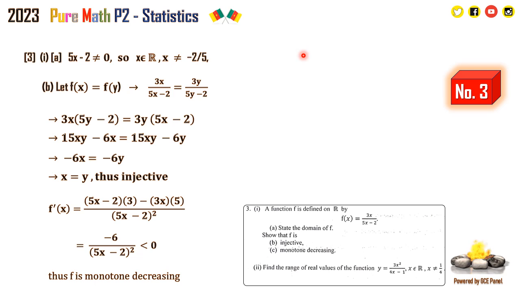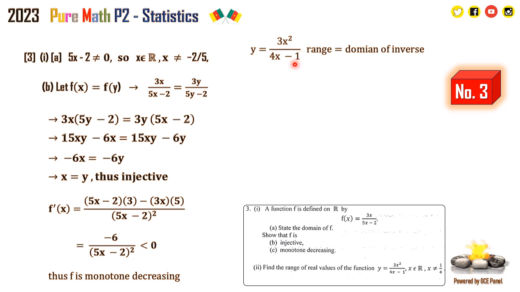So how do we find the range of a function? The range of a function is the domain of the inverse. So we need to first of all find the inverse function, and from there we find the domain of that inverse function. The domain of that inverse function will give us what we call the range of the function.